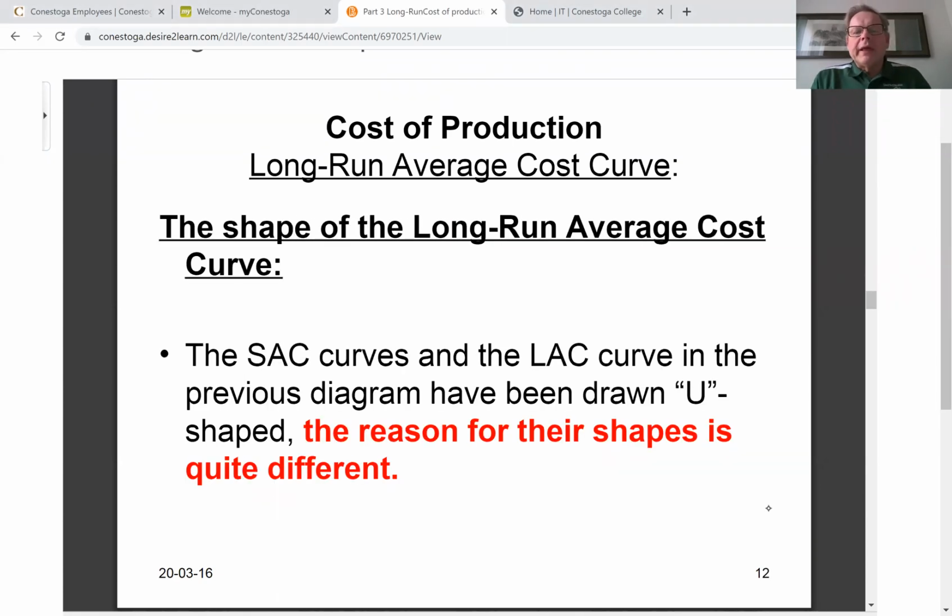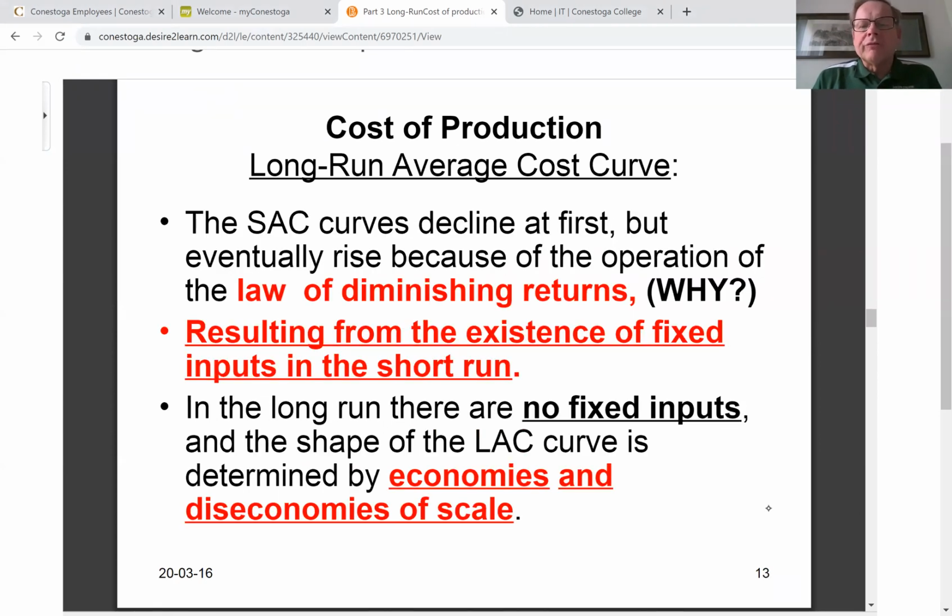So the shape of the long run average cost curve. The short run average cost curve and the long run average cost curves in the previous diagram have been drawn U-shaped. The reason for their shape is quite different. You will recall that the short run cost curves decline at first, but eventually rise because of the operation of the law of diminishing returns. We just went through the law of diminishing returns in the cost of production. And the reason for that is resulting from the existence of a fixed input in the short run.